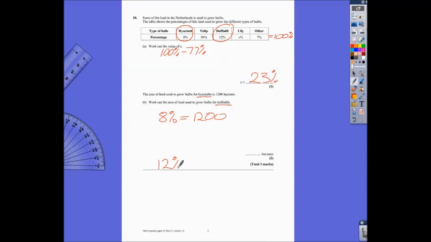So the way I would do this is to divide by 8, because we've got a calculator for this, to find 1%. So if we divide that by 8, 1,200 divided by 8 is 150 hectares. So 1% of the land must be 150 hectares, and then times by 12 to get up to the 12% that we're after. And 150 times by 12 is 1800. So that's 1,800 hectares.